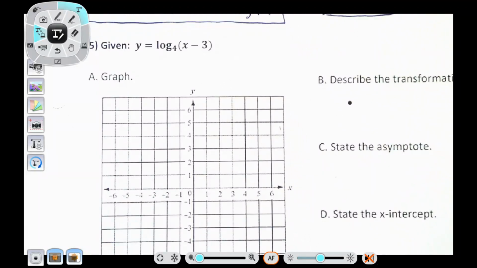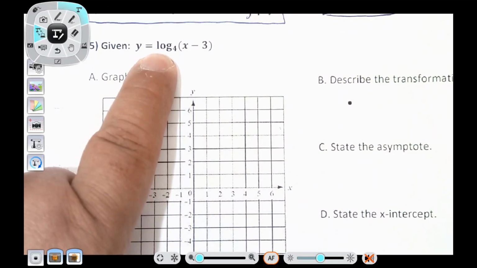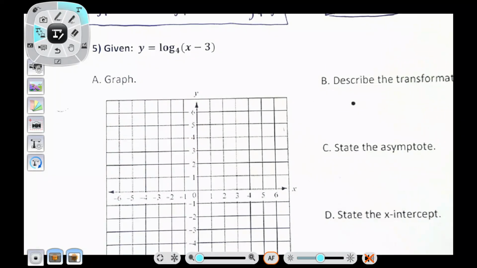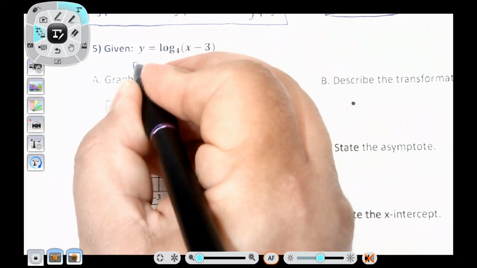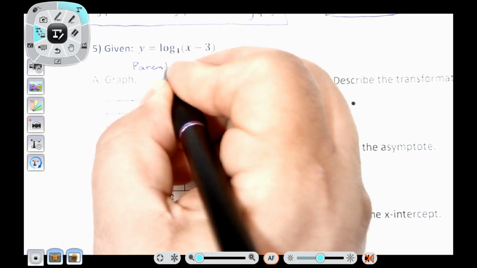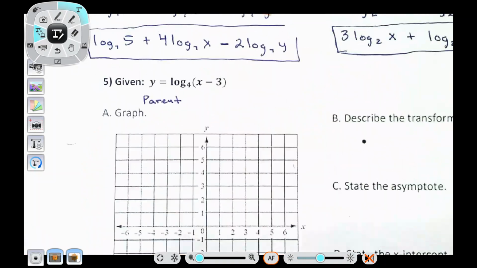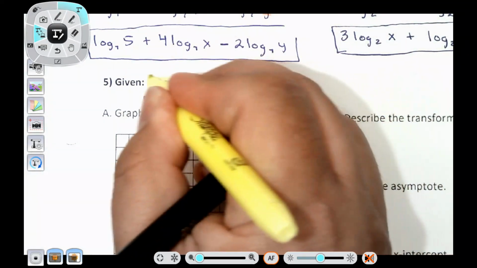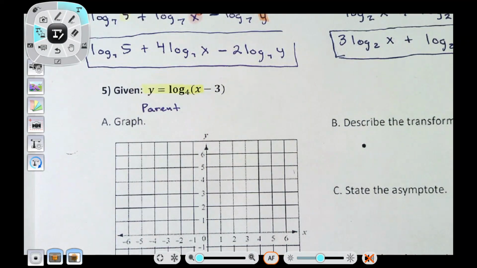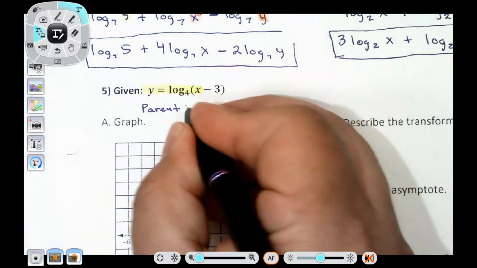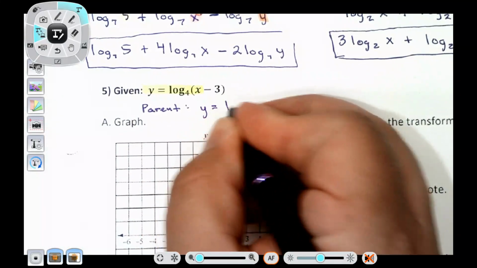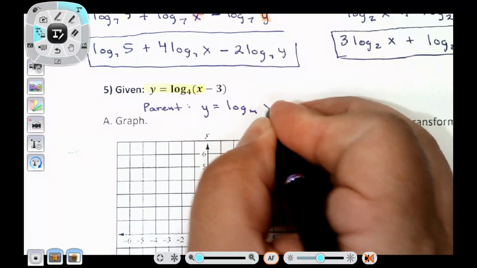So for this problem here, it says we are going to be drawing a log base 4 of x. So just keep in mind a few things. I got to think about the parent function. Now remember, the parent function is just this. Parent functions don't have other numbers floating around. Adding, subtracting, no, we don't have any of that. So the parent is y equals log base 4 of x.